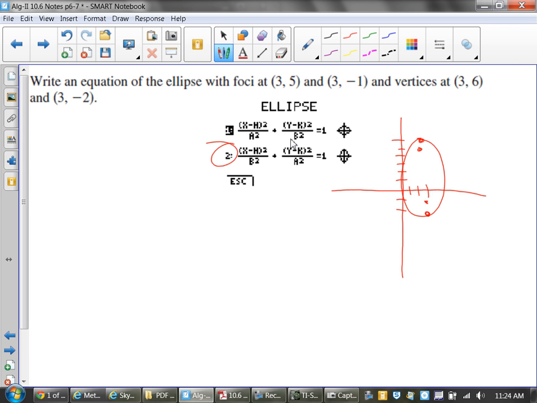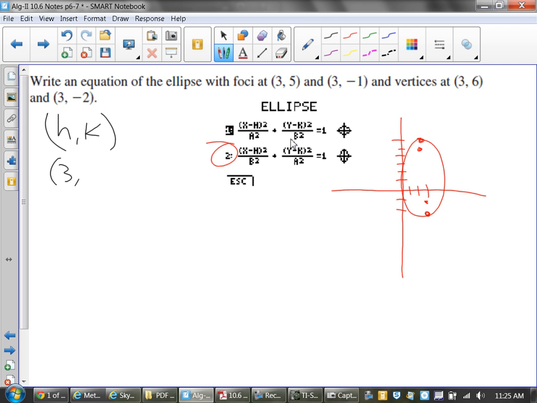I know it's going to be this one. The a squared term is going to go under y. I know that because the diagram on the calculator showed me that. So now I'm going to figure out what h and k are. I know one of these values right now. Which one do I know? What is the value of h? Good. I know it has to be 3, because they're all on the same line.